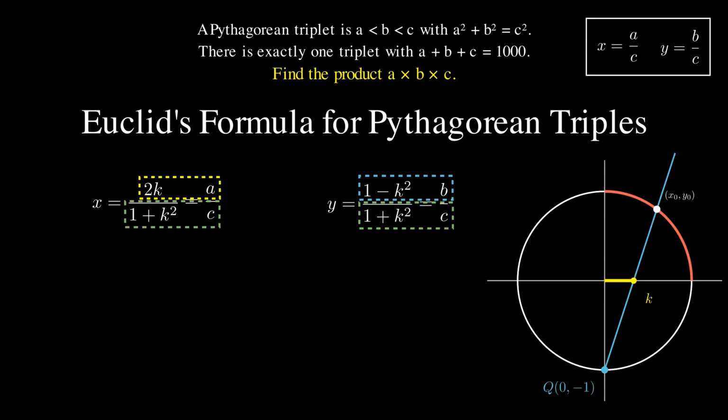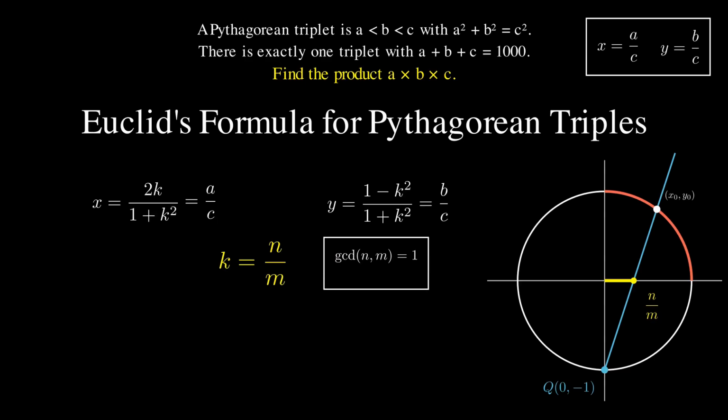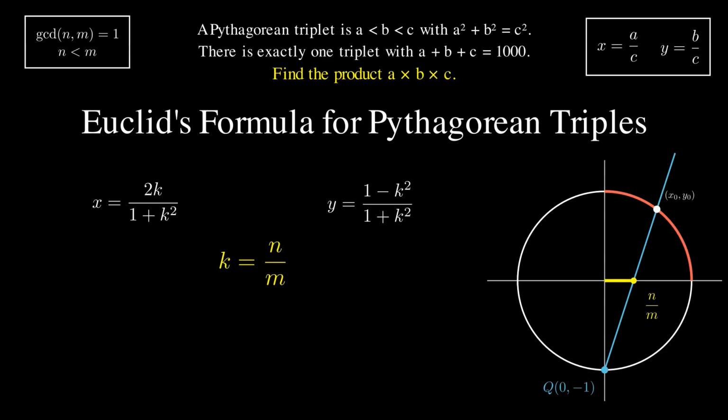Just because a ratio equals a ratio doesn't mean the numerator equals the numerator, or the denominator equals the denominator. What we need to do is actually ensure that there's no common factors, that is a reduced fraction. And how we're going to do that is by representing k as a reduced fraction, so as n over m. So the greatest common divisor of n and m is 1, and that's what's going to do the trick for us. Here we can note also that n has to be less than m, and that's because we're in the unit circle.